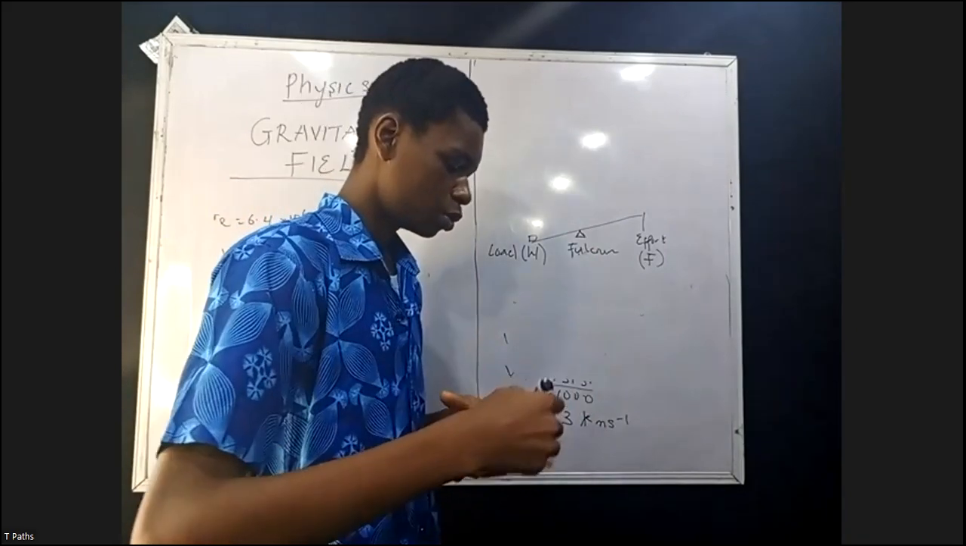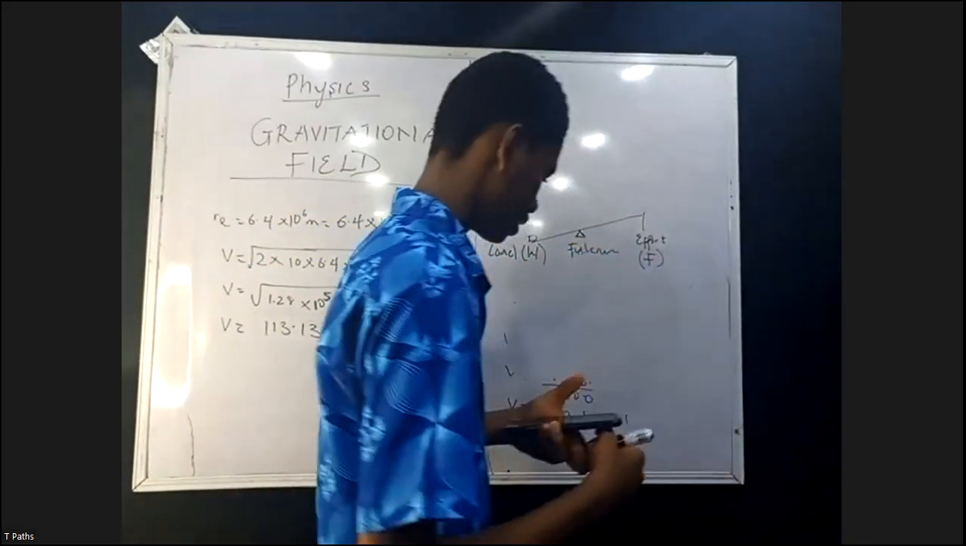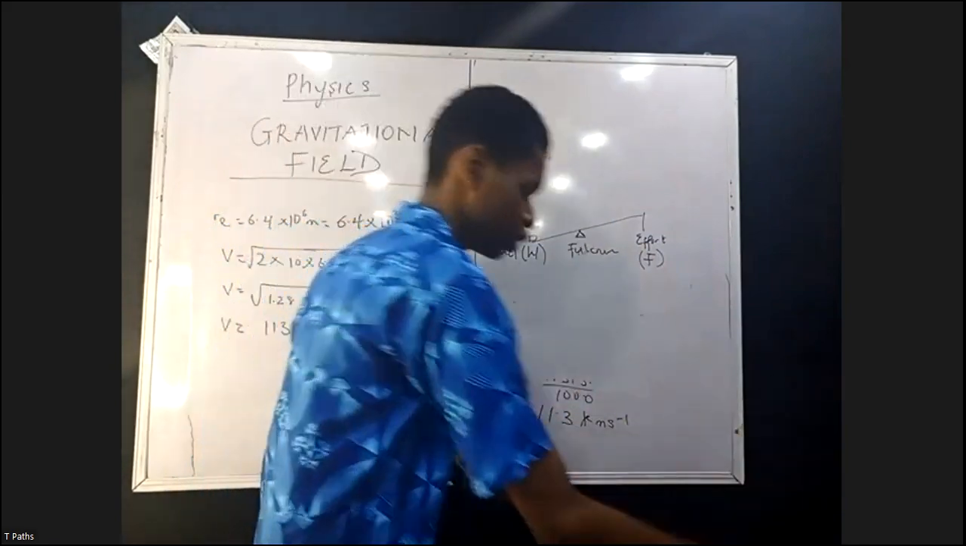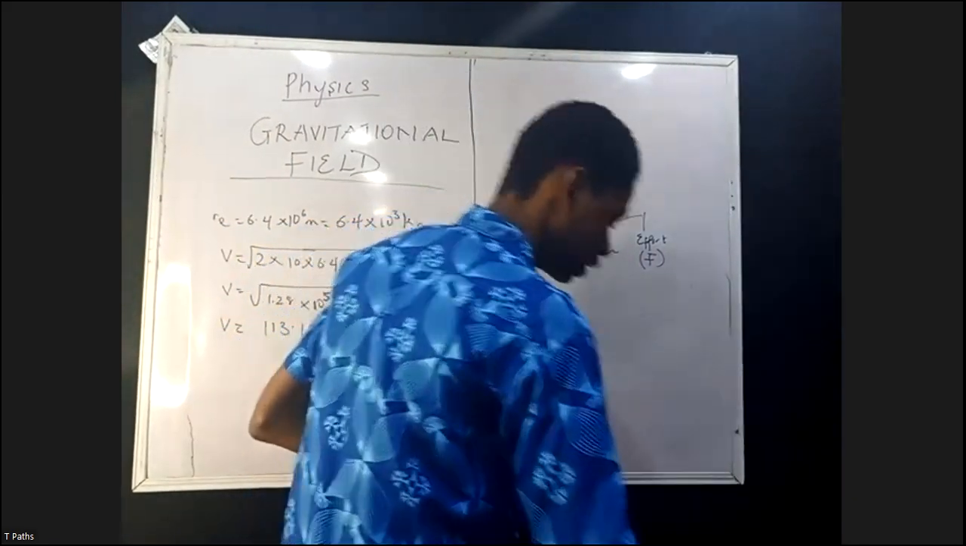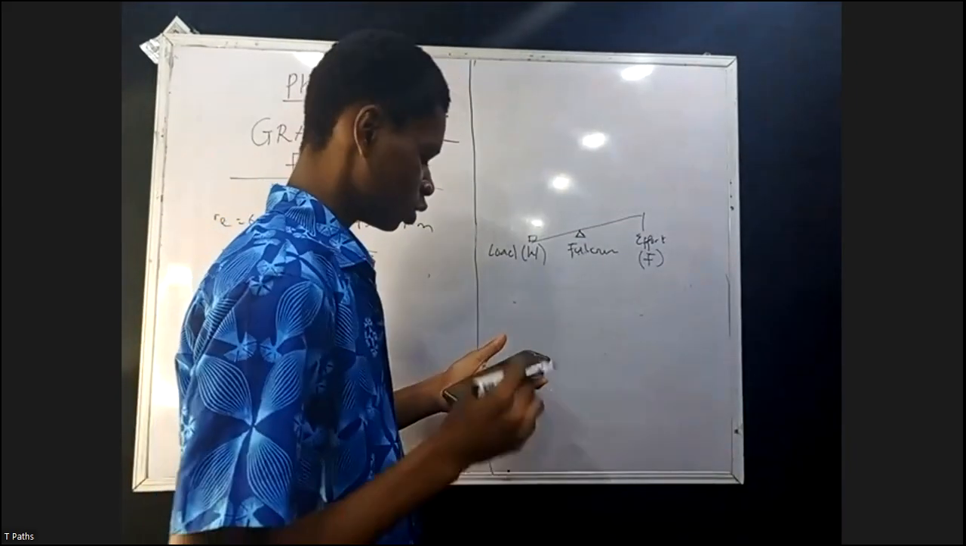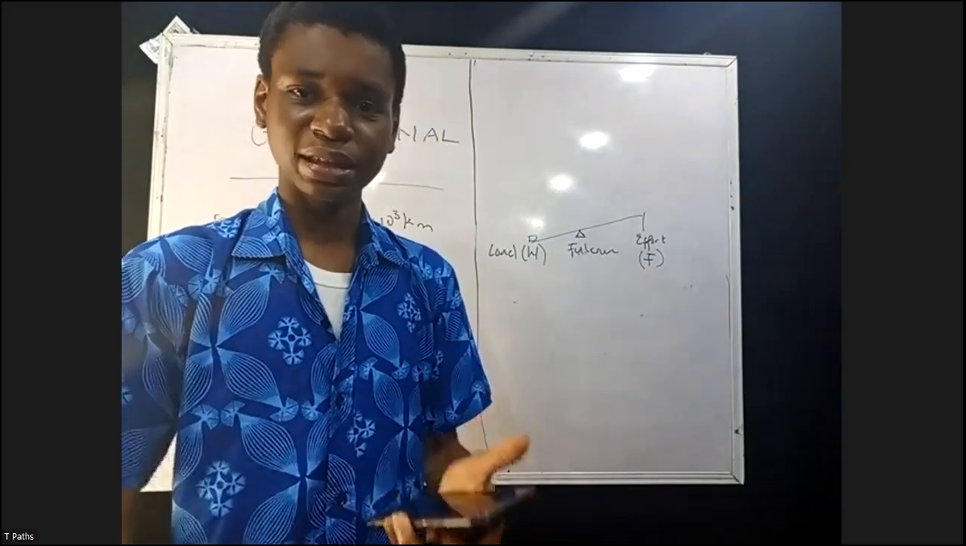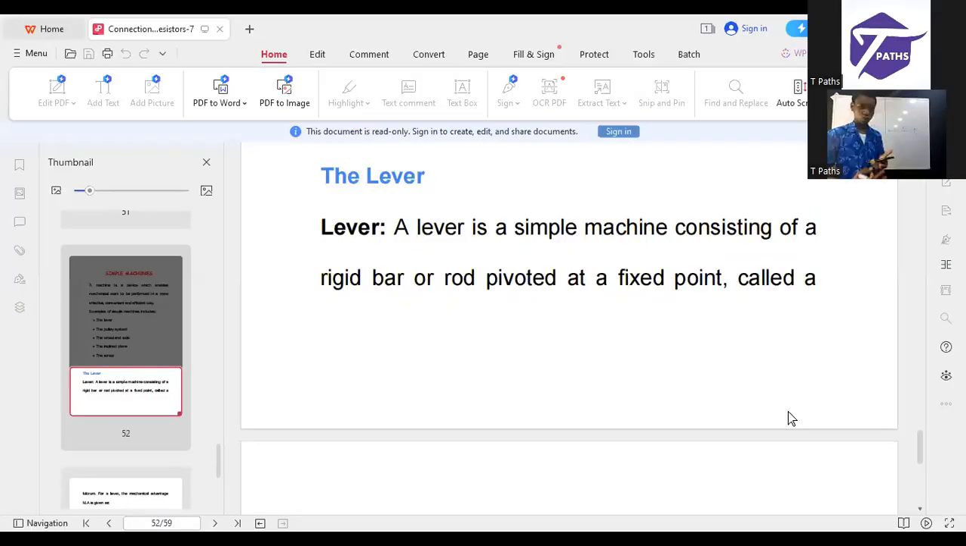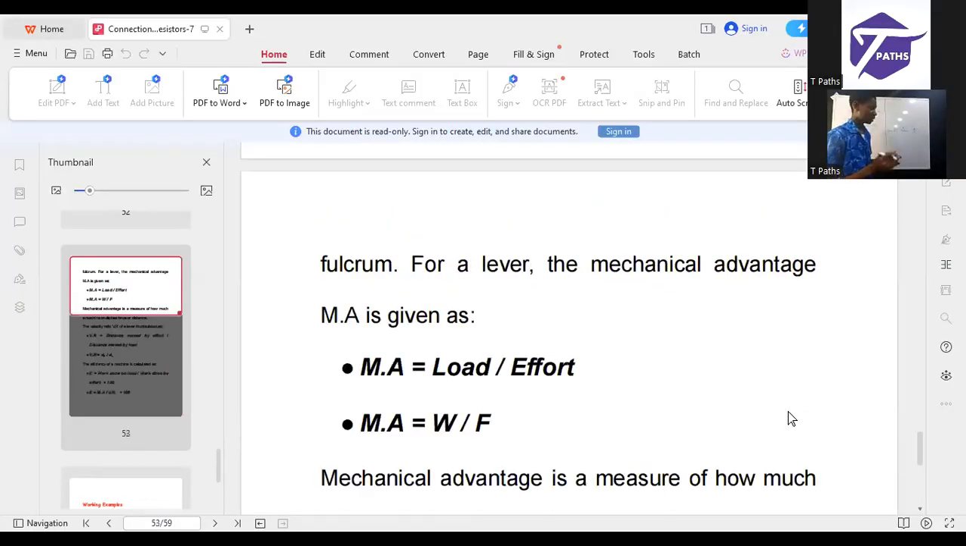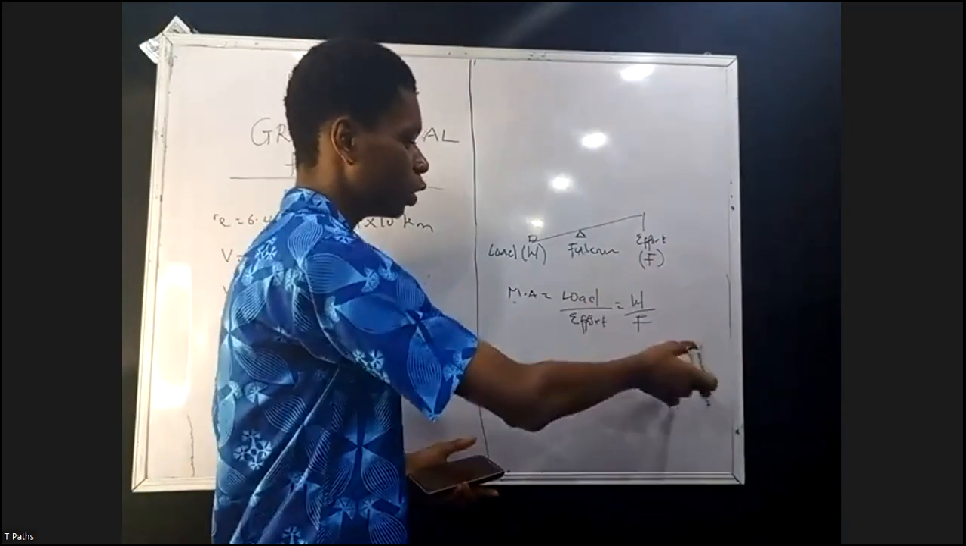So moving forward, for a lever, the mechanical advantage is given as load over effort. First of all, what's mechanical advantage? Mechanical advantage is simply the measure of how much a machine multiplies force or distance. The mechanical advantage of a lever is load over effort. My load is W, while my effort is F. So mechanical advantage is equal to W over F.